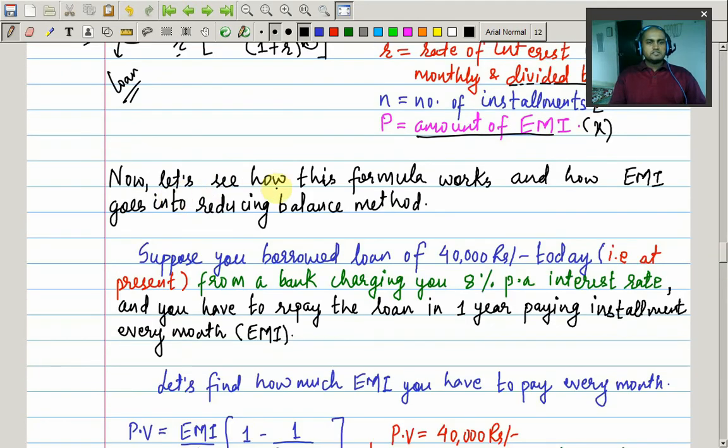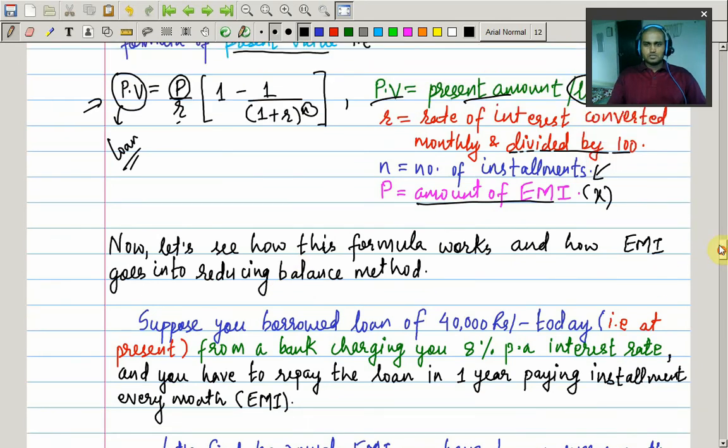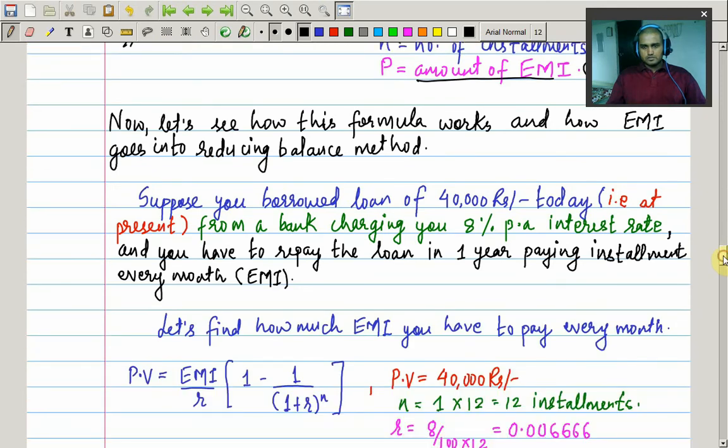Now let's see how this formula works and how EMI goes into the reducing balance method. So this formula just gives you the amount of EMI. So this P is the EMI. And what happens in reducing balance, we will look into it.